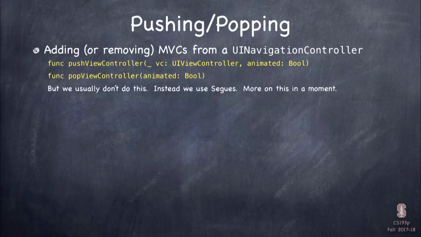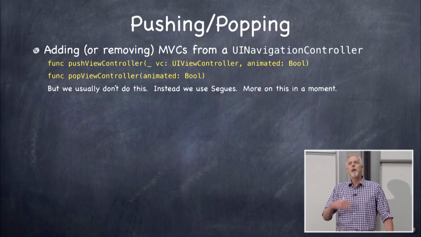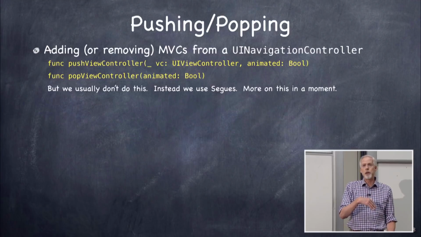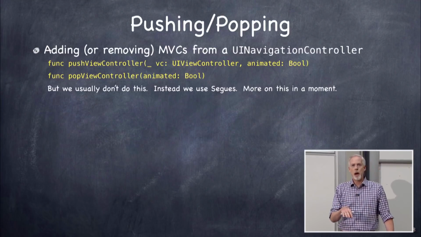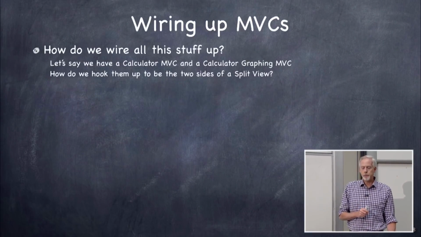Now, navigation controller, I want to just briefly tell you about the API for it. It has a method pushViewController and popViewController. Both can be animated. And that takes an MVC and puts it on the stack of cards, or popViewController pops the top one off. Okay, so you can do that pushing and popping, but we don't usually do it that way. We usually use what are called segues, okay, which I'm going to talk about in a moment here.